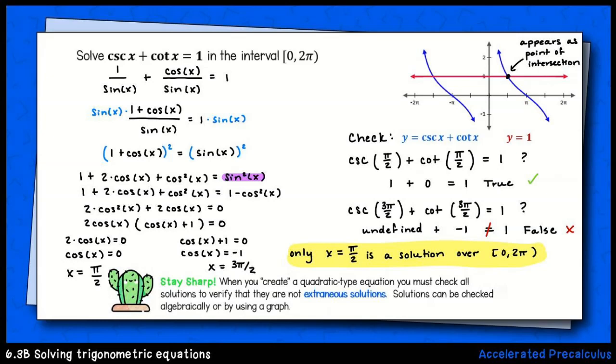After setting each factor equal to 0, I find that x equals pi over 2 and 3 pi over 2. Since we made a substitution that changed our function type, let's verify each solution. I'll substitute each of my answers into the original equation to check. It looks like pi over 2 is a solution, but 3 pi over 2 is not a solution. Once again, to graphically check these solutions, we would simply plot the left and right-hand sides separately and look for points of intersection. We see the solution pi over 2 is the only solution over the interval 0 to 2 pi.